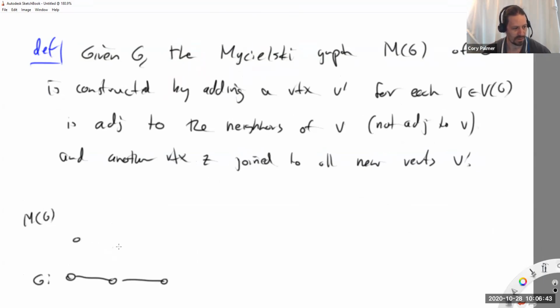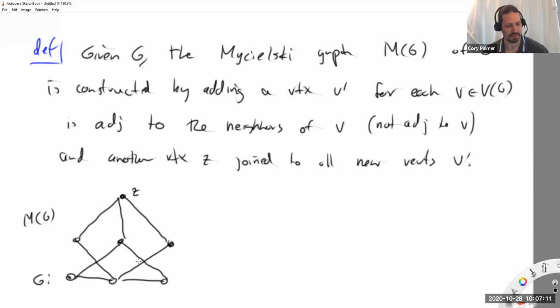We copy these three vertices and we duplicate their adjacencies. So this vertex is a copy of this vertex, so it's adjacent to the middle one, right? It's copying that edge there. This one here is adjacent to that one. I mean, it's copying that one, so it's adjacent to this and this. And then this one here is adjacent to the middle as well, right? Copying that edge. And then I add a new vertex Z that's just adjacent to these three. Okay, so that's M of G for the path G.